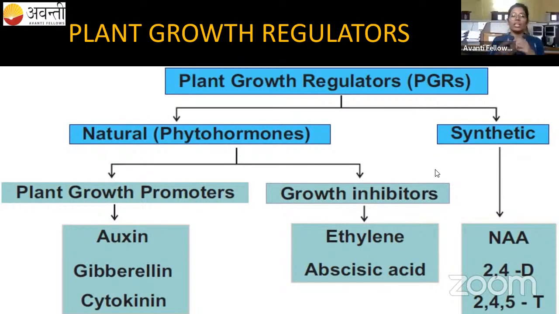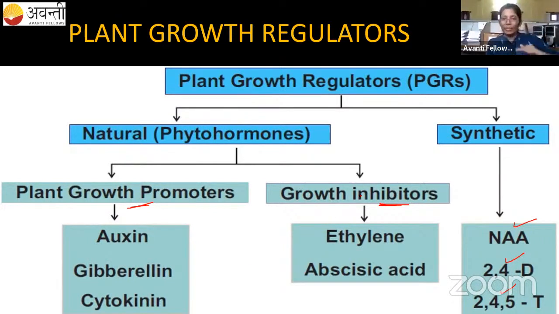Natural phytohormones means they are inbuilt in the plant already. Synthetic, where we are creating them in laboratory conditions. Some examples here are NAA, 2,4-D, 2,4,5-T. Okay, so we'll study about these things. And in the natural phytohormones, we have plant growth promoters and the growth inhibitors. The plant growth promoters are Auxin, Gibberellin, Cytokinin.